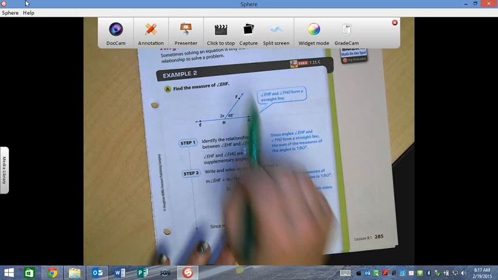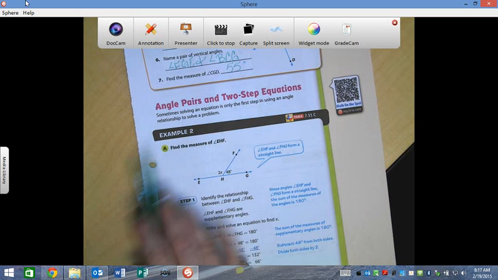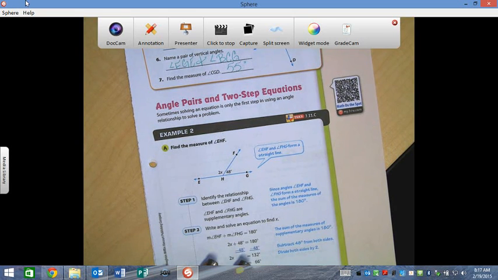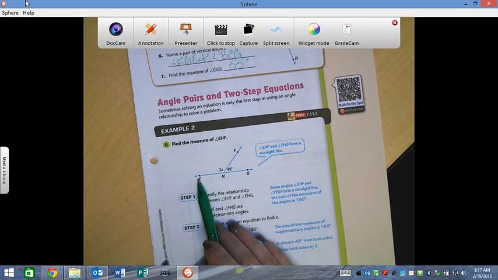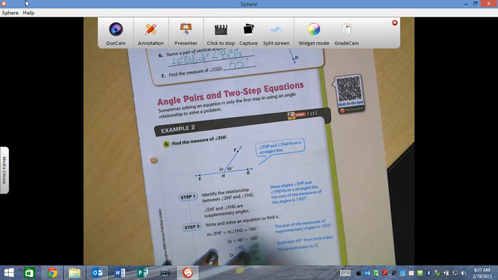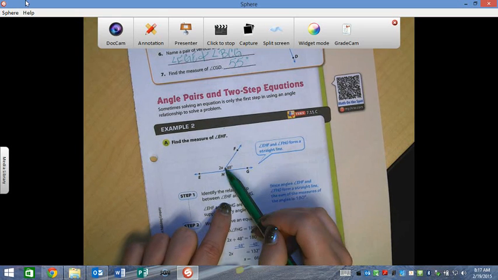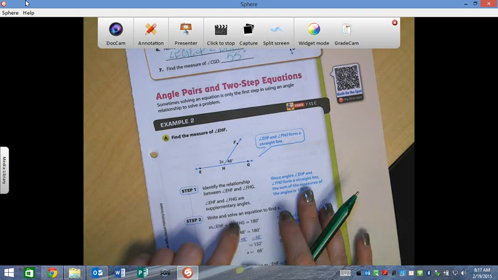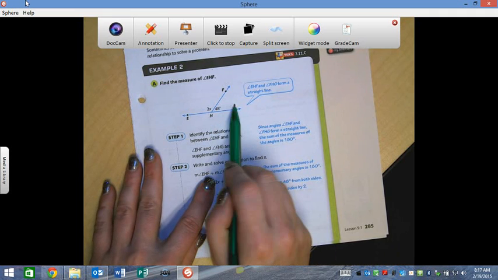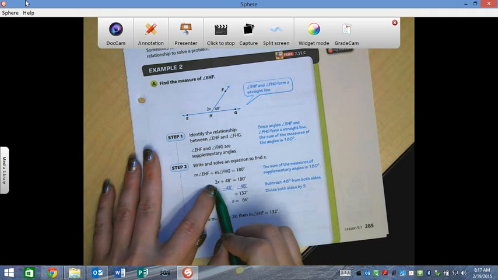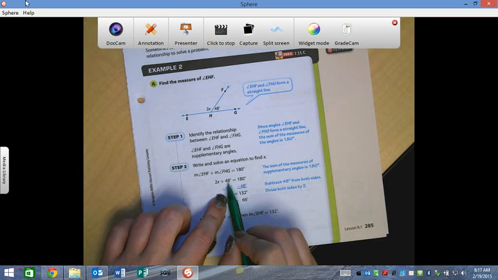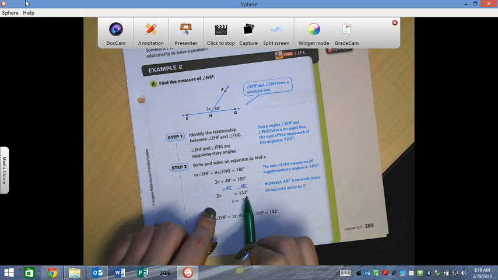Alright, so angle pairs and two-step equations. That's our next section. It says, sometimes solving an equation is only the first step in using an angle relationship to solve a problem. Find the measure of angle EHF. First of all, how do EHF and FHG relate? Well, they make a straight line, so they equal 180 degrees, which means they're supplementary. If we add these two together, they have to equal 180 degrees. So you would do 2x plus 48 equals 180. Using our rules for solving, our inverse operation is subtraction, so we subtract 48 from both sides, and 2x equals 132 degrees.